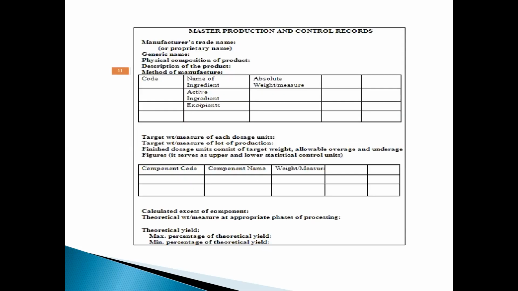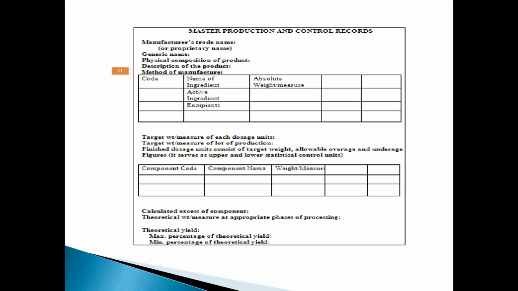Then the master production and control record, how it will look. Here the manufacturer's trade name or proprietary name should be given, and the generic name, if any. Then the physical composition of the product and description of the product. Then the code name of the ingredient, the active ingredient, along with the excipients, whatever is added. Then the absolute weight or measure, and the target weight or measure for the lot of production.